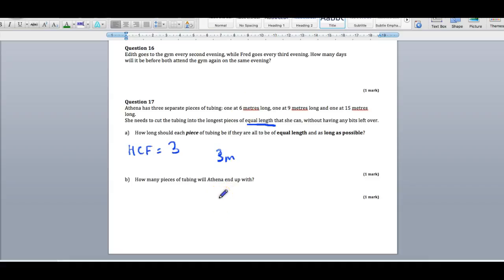How many pieces of tubing will Athena end up with? So from her 6 meter tubing, she gets 2, because she's cut it in half to get 2 lots of 3 meters. For 9, if we divide that by 3, we get 3. And for her 15, divided by 3 gives you 5. So she has 2, 3 and 5 bits of tubing. So altogether she has 10 pieces of tubing.